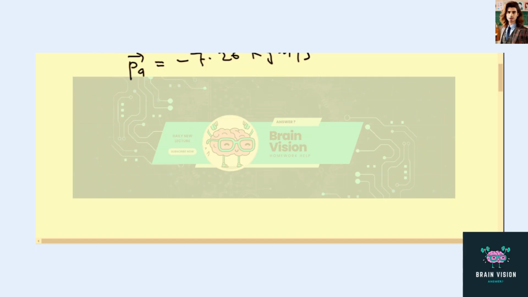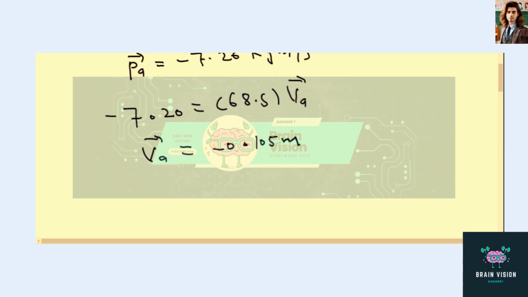Now we plug our values for PA and MA into equation number 2. So we get minus 7.20 is equal to 68.5 times VA. So speed of astronaut is equal to minus 0.105 meter per second. That's opposite to the tool.